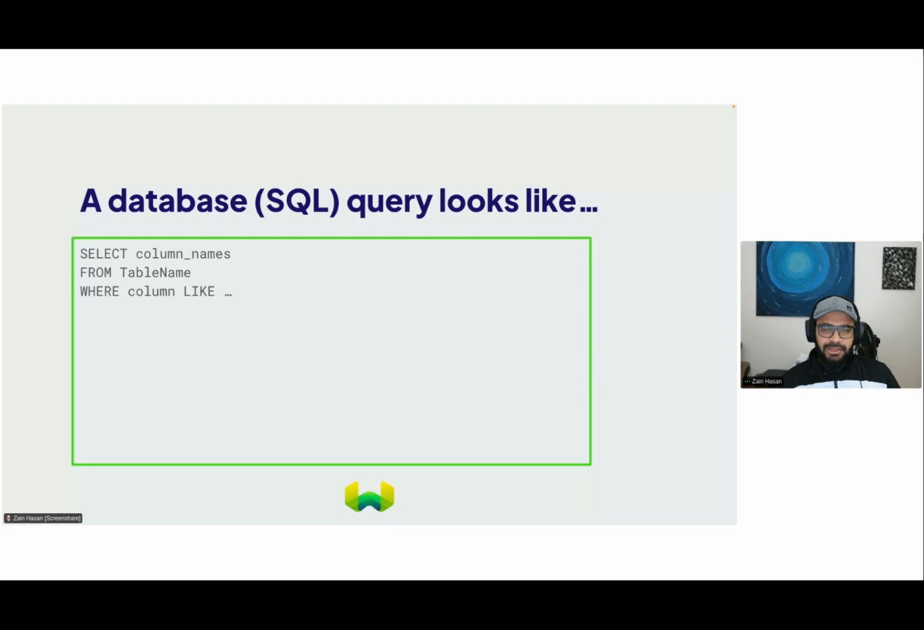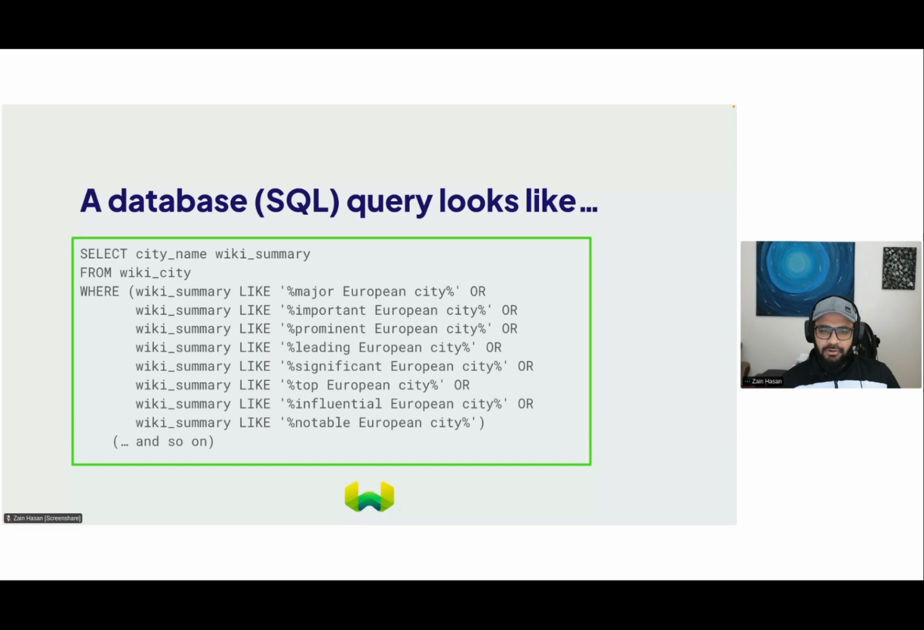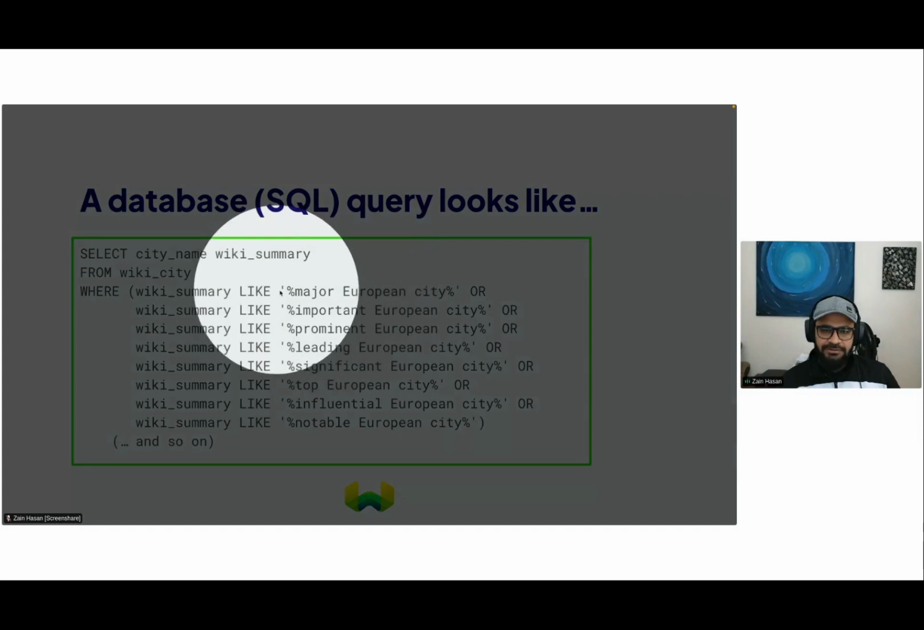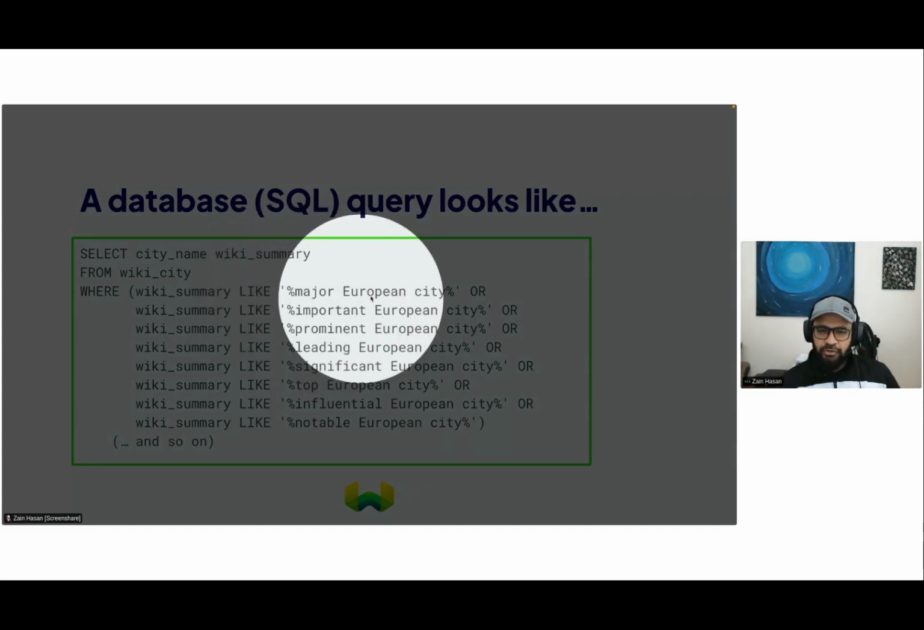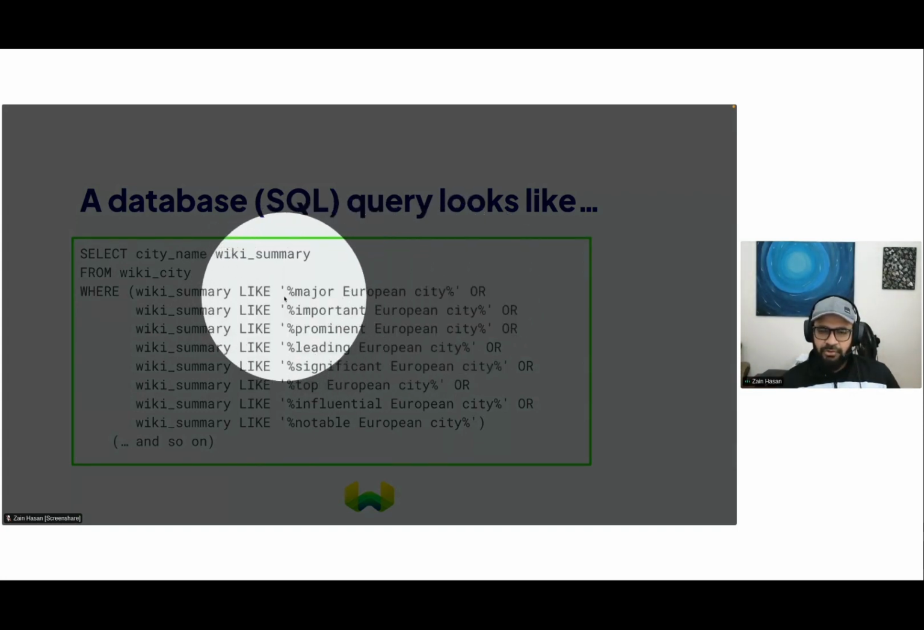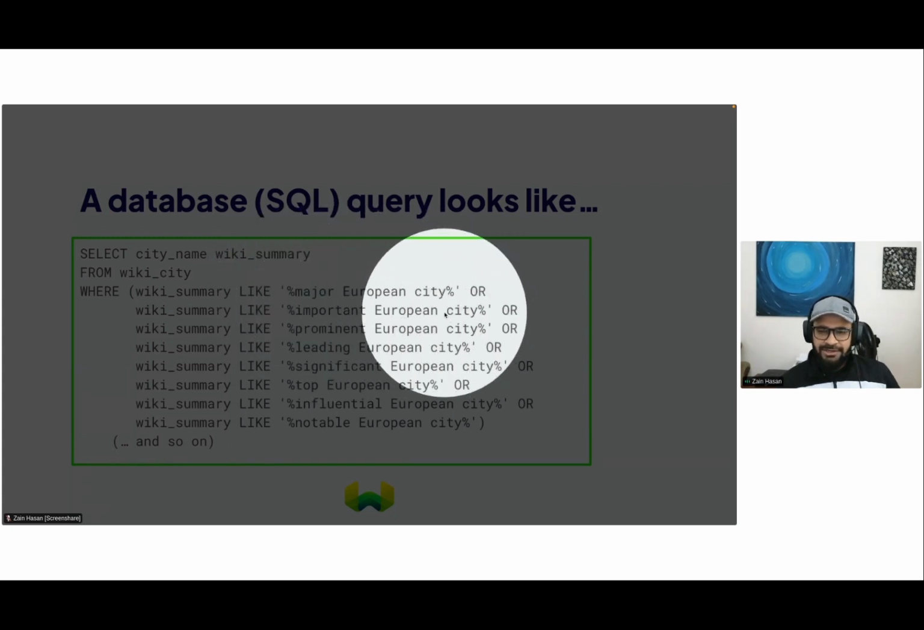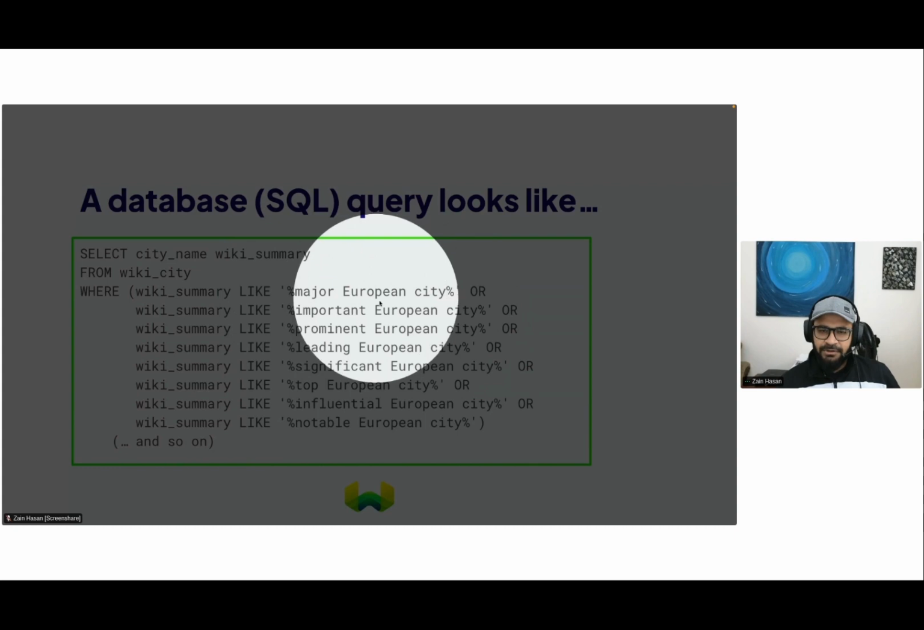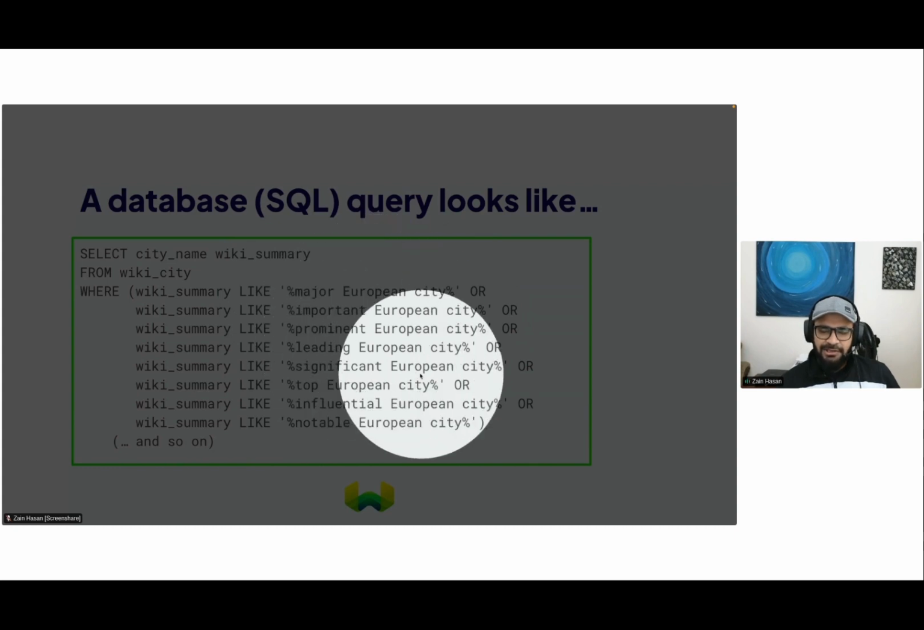So you write out your query, and let's say you're interested in European cities. So you have to handle all sorts of variations and flavors in which you can type this out, right? You might be interested in a major European city, so you wrap that in some sort of regular expression, and you look for this string. But important European city is just another variation of the same concept here, right? Prominent European city, leading European city.